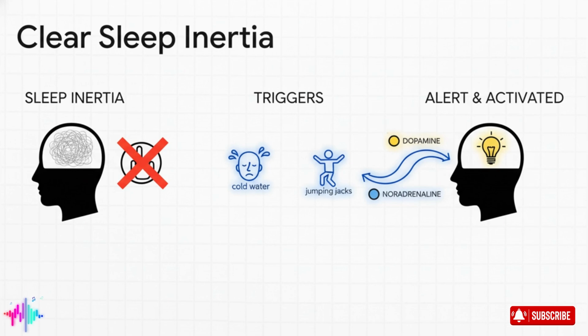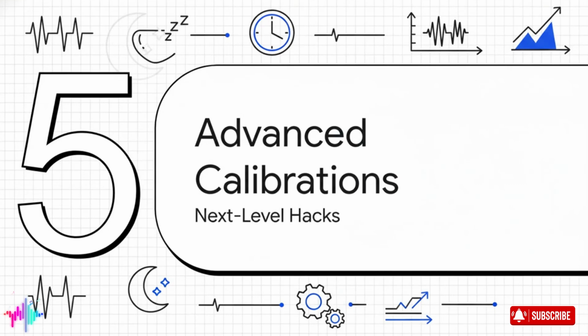Instead, you need to actively clear that sleep inertia. A splash of cold water on your face, a short burst of physical activity, we're talking 20 push-ups. This triggers a strategic release of dopamine and noradrenaline. These neurotransmitters, they're your brain's own natural stimulants, and they will instantly increase your alertness and just obliterate any residual brain fog.